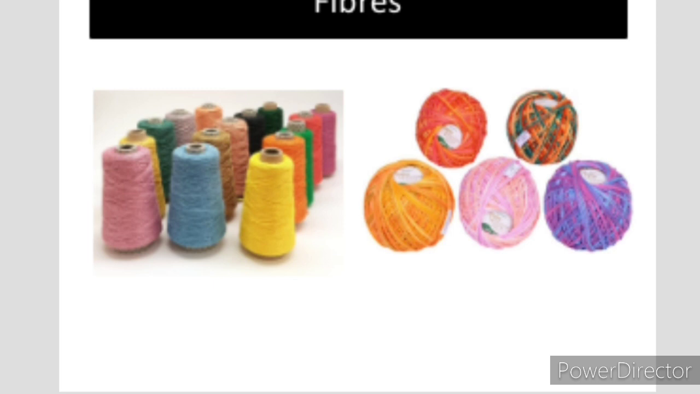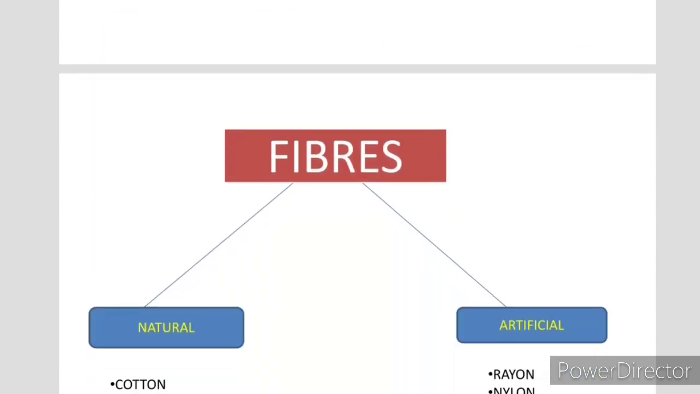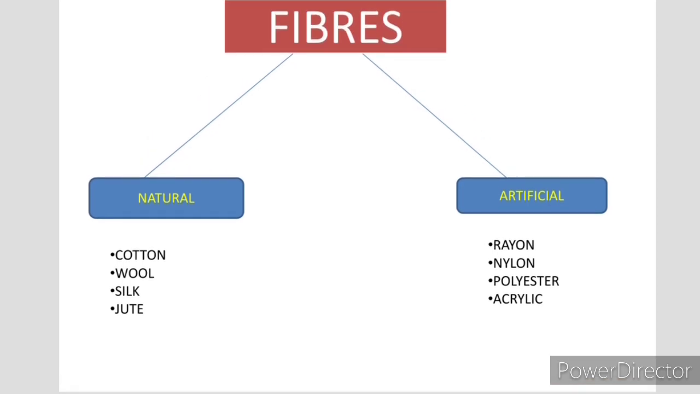Okay, so we will classify these fabrics or fibers into two categories. Number one is natural, number two is artificial. In case of natural fibers, we can take examples of cotton, wool, silk, jute, etc. And in artificial, we can take examples like rayon, nylon, polyester, acrylic. We will first discuss natural fibers one by one, and then we will go to artificial ones.